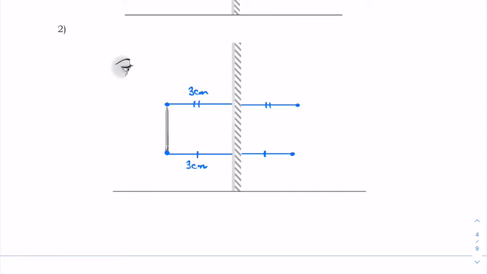Okay, and now reconstruct the image. So don't worry if you're not the best artist like me. We just want to reconstruct the pencil over here.